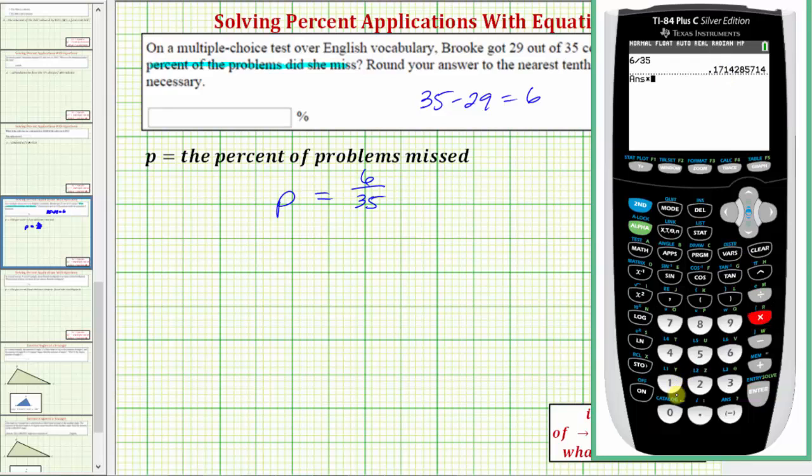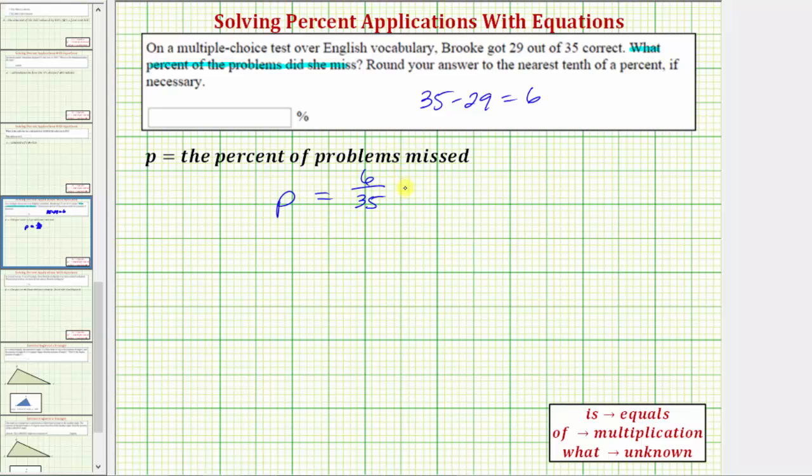Now to convert the decimal to a percentage, we multiply by 100 and add a percent sign. So times 100, enter. And we're asked to round to the nearest tenth of a percent. So because we have a 1 in the tenths place value and a 4 in the hundredths, because the 4 is less than 5, we round down, and therefore we'll round to 17.1%. So Brooke missed 17.1% of the problems on the test.